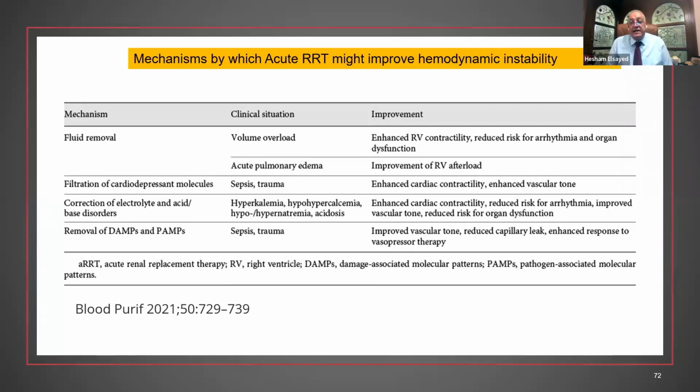However, this is a clinical scenario of fluid removal and filtration of cardiodepressant molecules, like in sepsis and trauma. Here I am saying that low flux should not be used in the ICU in patients with trauma or septicemia, because you have to use superflux or CRRT hemodynamic filtration to remove more of the cytokines responsible for myocardial depression. Correction of electrolytes and acid-base, and removal of DAMPs and PAMPs, which are a stimulus for the immune reaction during trauma or sepsis.